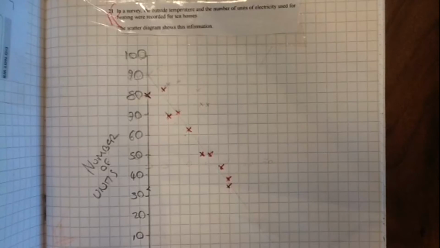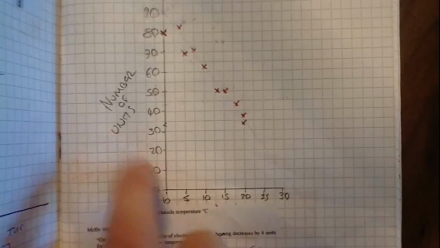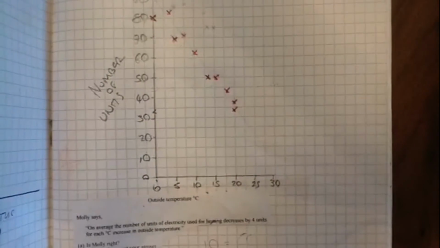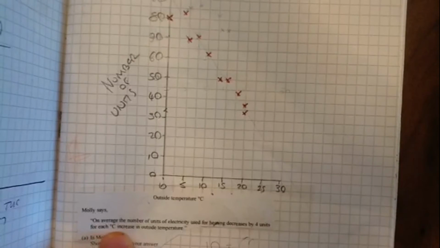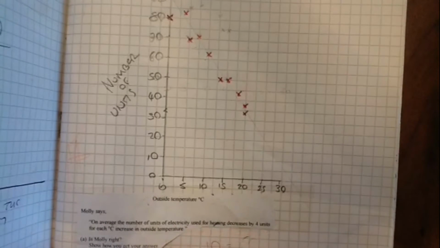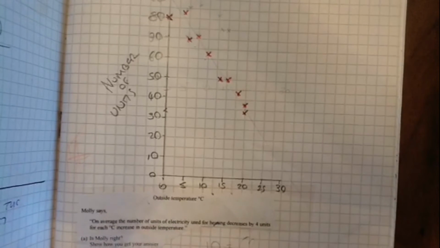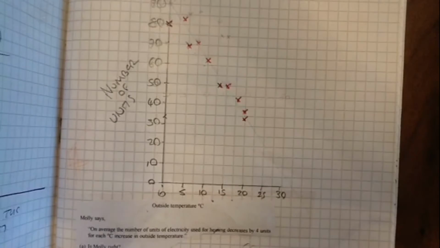In a survey, the outside temperature and the number of units of electricity used for heating were recorded for 10 homes. The scatter diagram shows this information. Okay, my outside temperature is on the bottom, my number of units are on the side. Okay, first question is, Molly says, on average, the number of units of electricity used for heating decreases by 4 units for each centigrade increase in outside temperature. Is Molly right? So what is she saying?